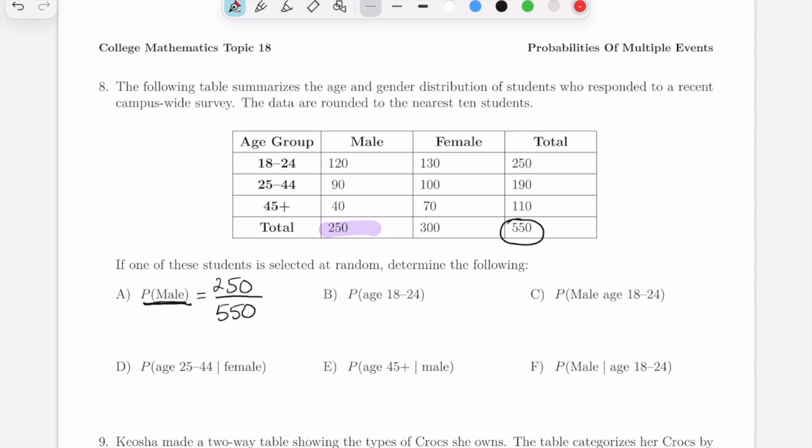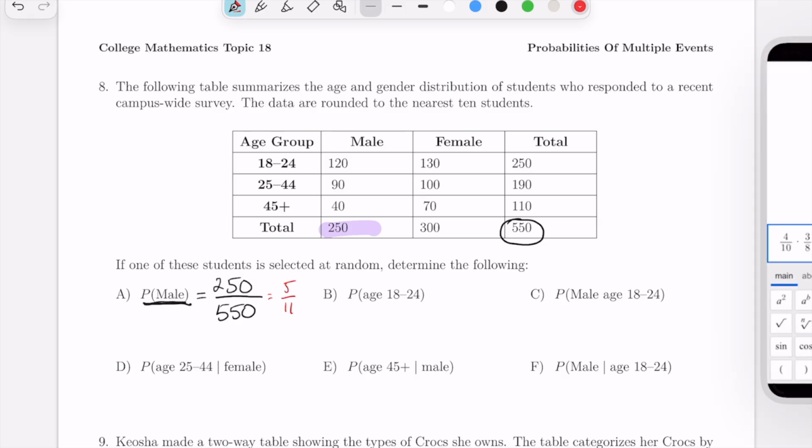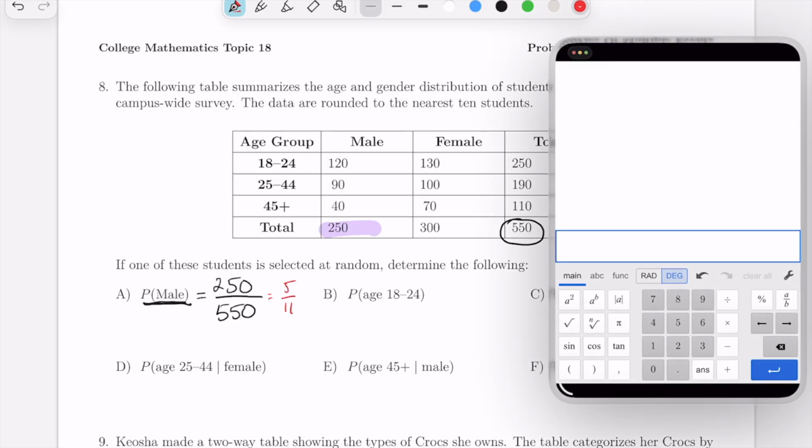If you want to use Desmos, you can. I know that 50 goes into both of those, and this is going to reduce down to be 5/11. But just in case, we'll go ahead and take 250 divided by 550. I get that crazy decimal. When I hit that fraction button on the right, it turns it into 5/11 for me.